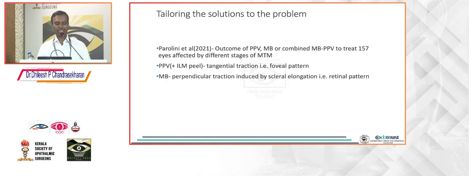Parolin et al. once again in 2021, they studied the outcome of PPV versus macular buckle and combined surgery of around 157 patients at different stages of myopic traction maculopathy. So she found that PPV addresses the tangential traction, that is the foveal pattern, and macular buckle mainly addresses the perpendicular traction, that is the retinal pattern.